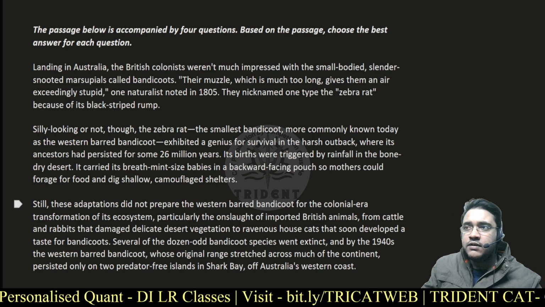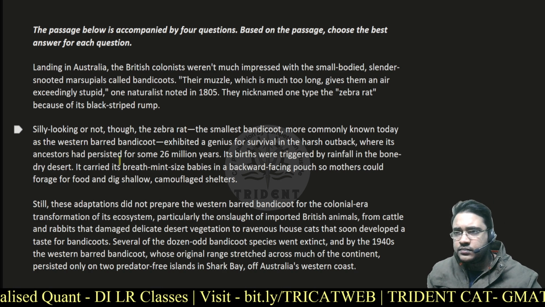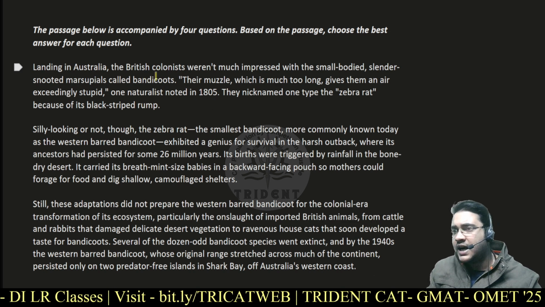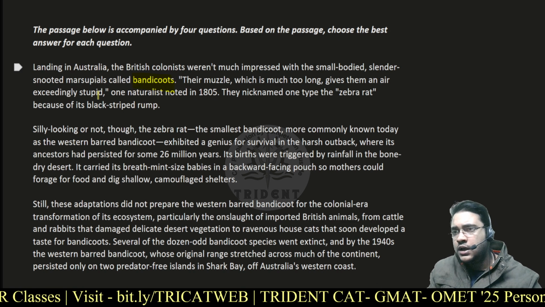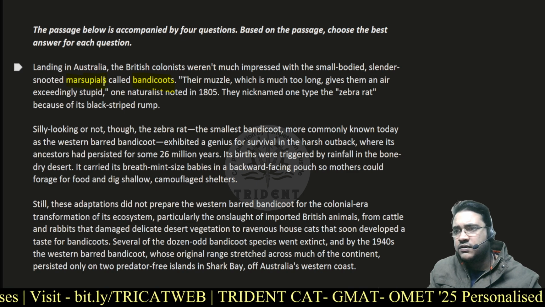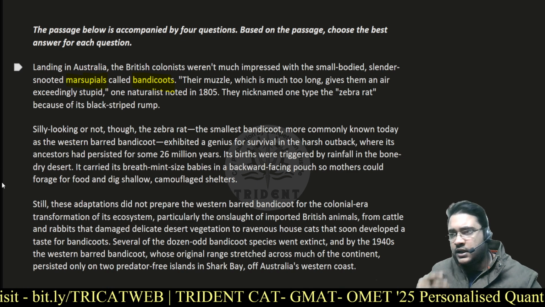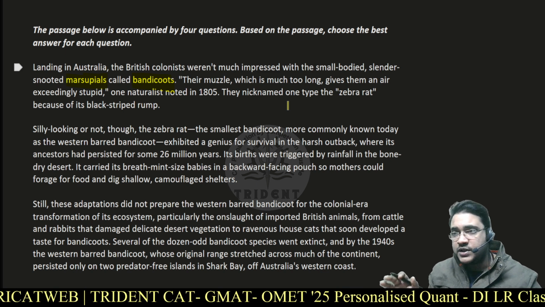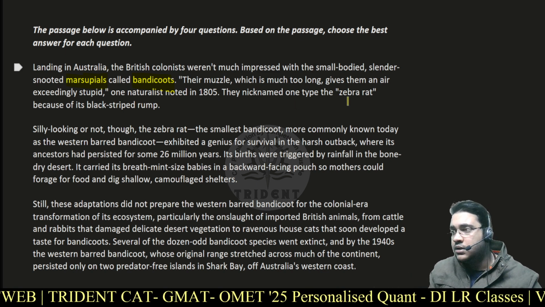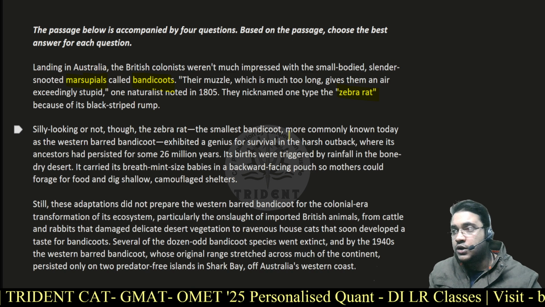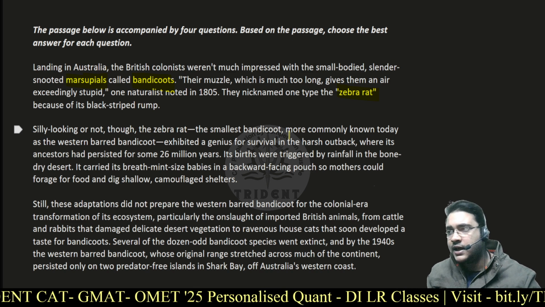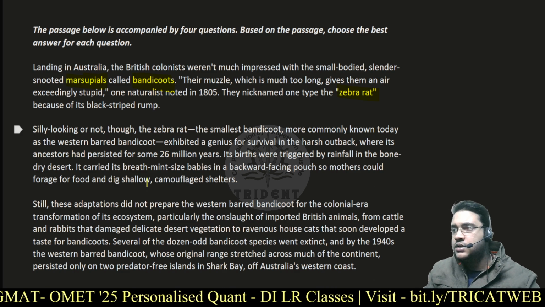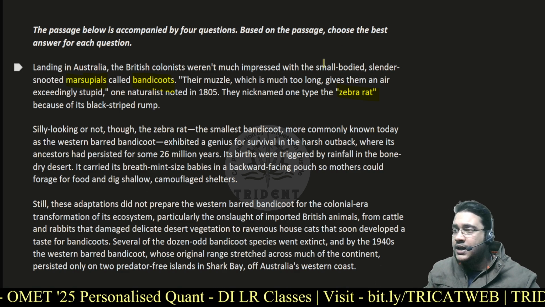Now, one thing which I have understood from this first para is that they're going to talk about this rat-like creature, bandicoots. I think the species is that of marsupials, right? And they are using a couple of names for the same species, so they're calling the same bandicoot a zebra rat also somewhere because of the zebra like patterns.